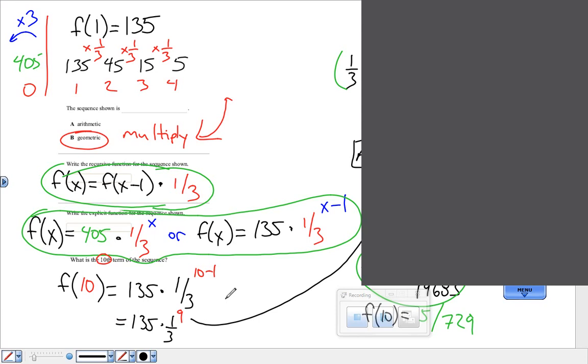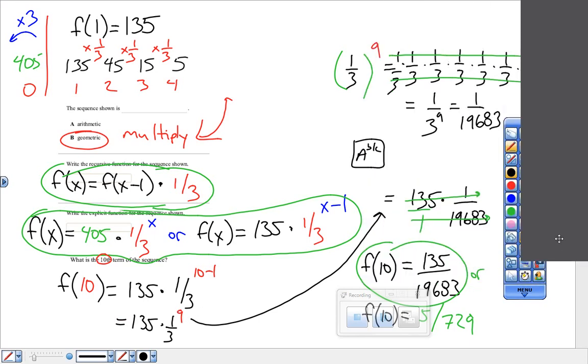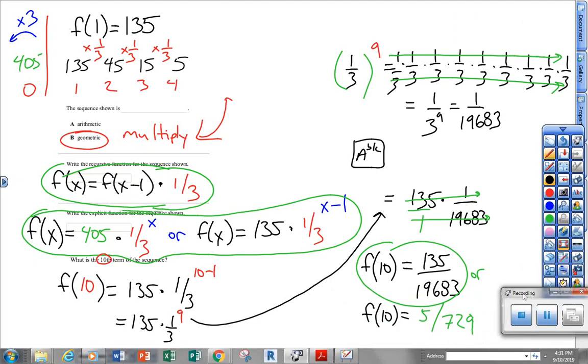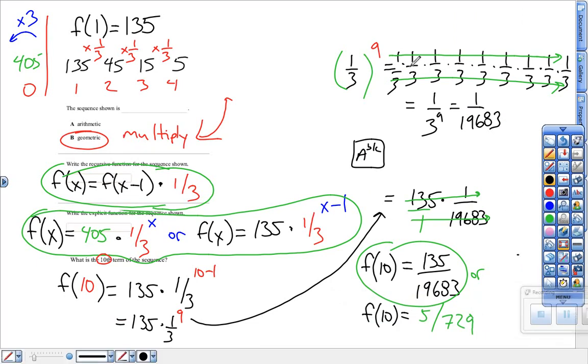The fourth word is arithmetic. This work over here for 1/3 to the 9th, I wanted to show you over here as 1/3 to the 9th power. You're timesing 9 of those 1/3. Timesing all the way across gives you 1. But then on my calculator, I'm going to calculate 3 to the 9th power. Gives me 19,683. When I replace that with what that really is, I still have the 135 times 1 over 19,683.